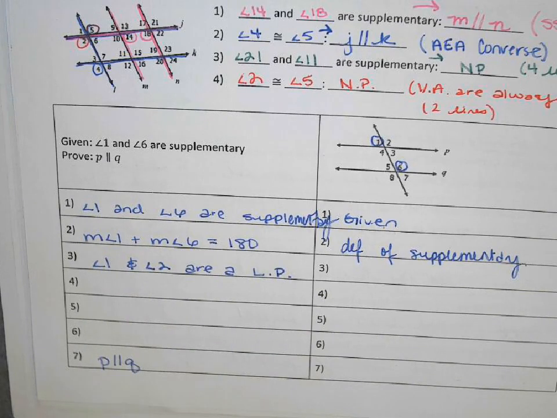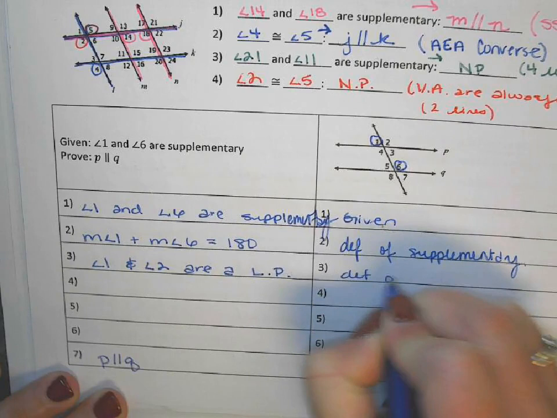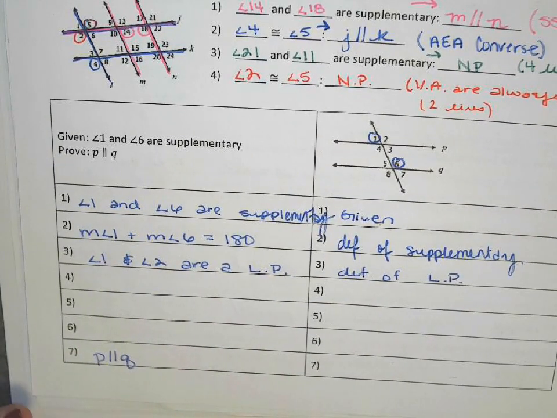Not the linear pair theorem. The linear pair theorem says that if two angles are a linear pair, then they are supplementary. How can I say that 1 and 2 are a linear pair? They follow the definition of a linear pair. So the definition of a linear pair will tell me that two angles are a linear pair. If you can see it, it follows the definition. Okay?